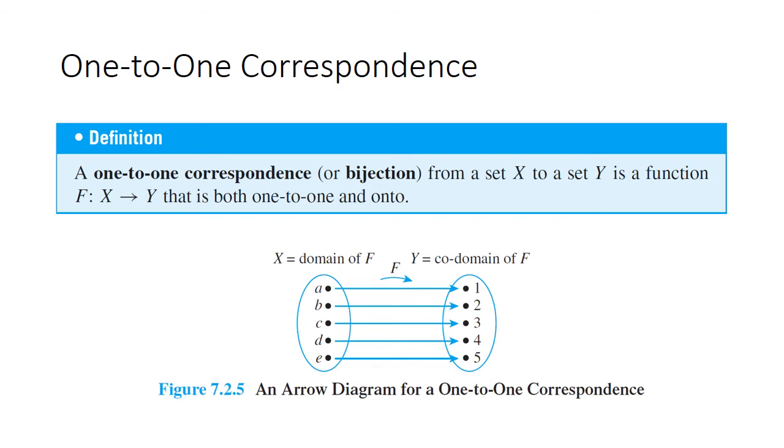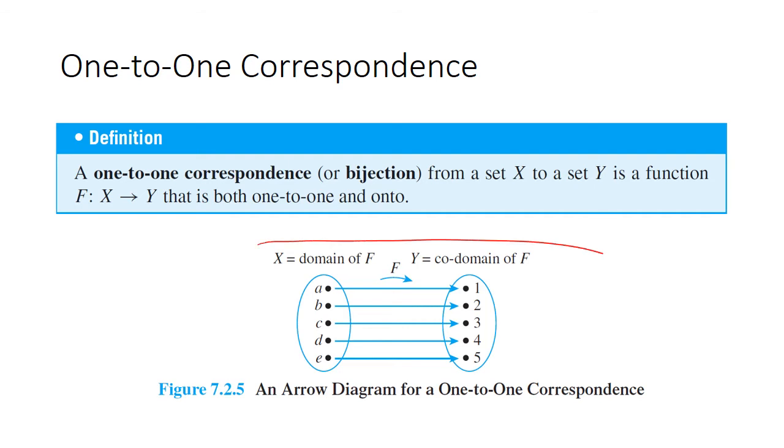Okay, so now that we've finished with proofs of things being one-to-one or not one-to-one, onto or not onto, let's talk about the next concept. A one-to-one correspondence, or a bijection from a set X to a set Y, is a function f from X to Y that is both one-to-one and onto. So when your function is both one-to-one and onto, it is called a one-to-one correspondence.